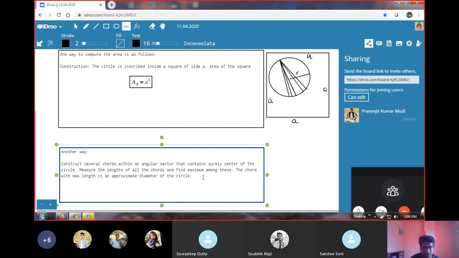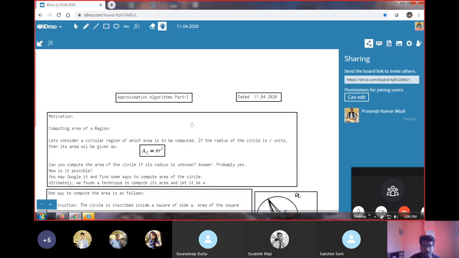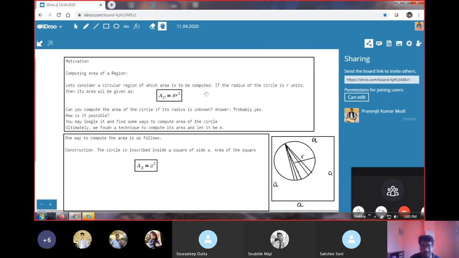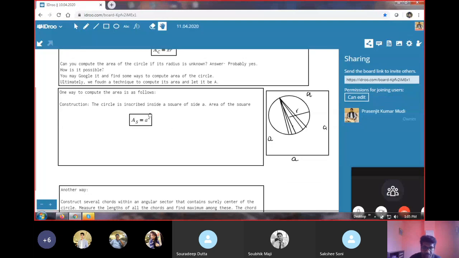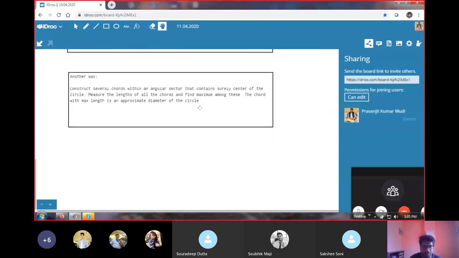Okay, so this is our first step. What we are trying to do: we do not know the radius, but still we are trying to manage somehow to compute the area of the circle. Let's say this is an approximation, and obviously this is not deterministic, it's non-deterministic. Construct several chords, so diameter.